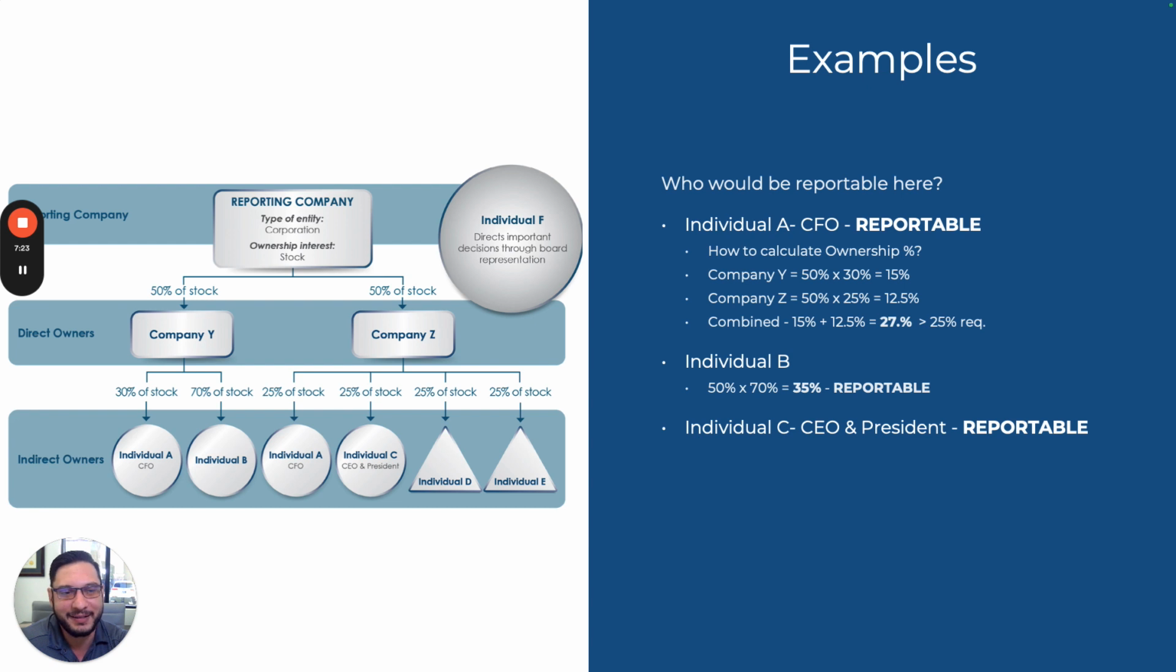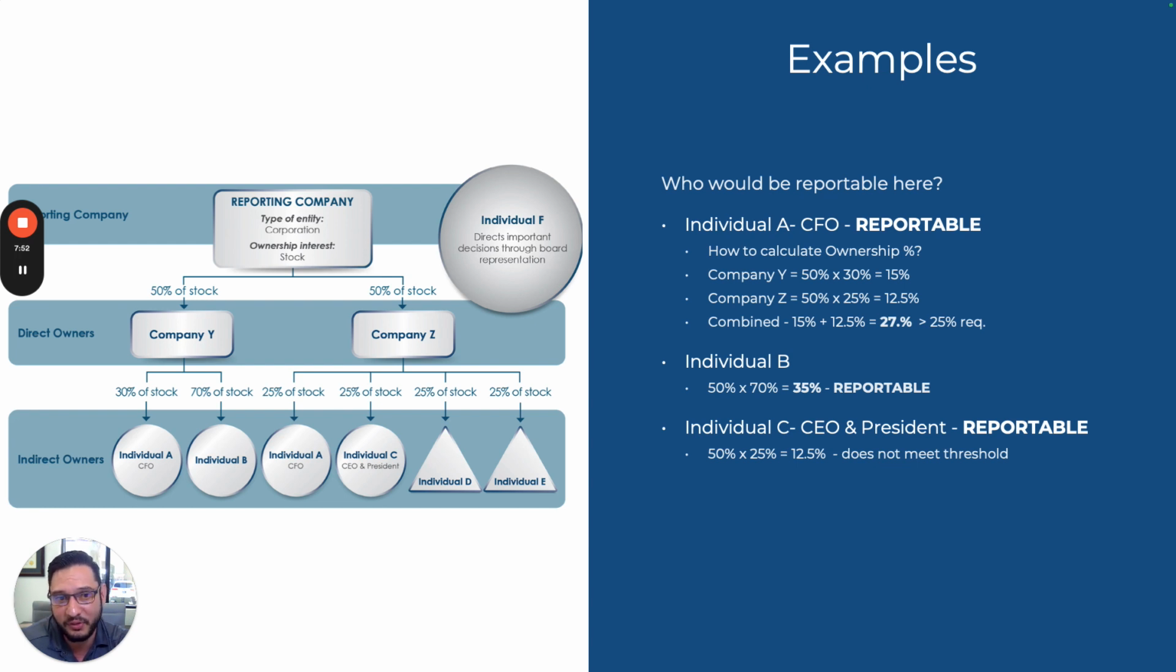Individual C, apparently I clicked too fast. Individual C is both CEO and president of the company. That alone makes them reportable. But what about the stock ownership? Well, we take the 50% ownership of Company Z and we multiply that by 25% ownership. They are at 12.5%. That doesn't meet the threshold. So if they weren't CEO and president, they would not be reportable.